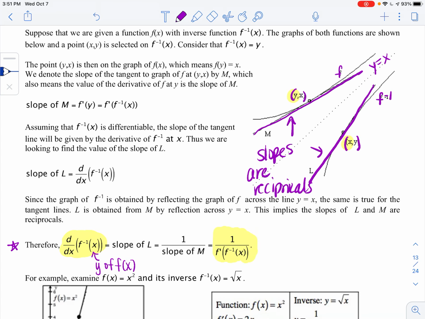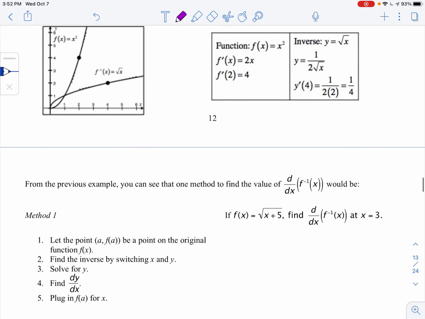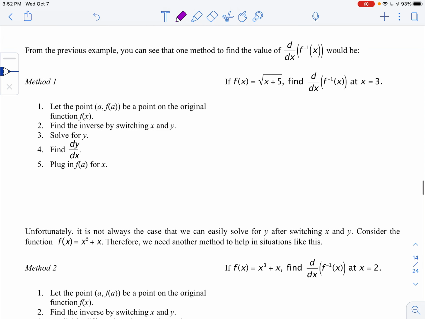but again, it's a bit tricky. You work backwards to find the y value that goes with that particular x, take the derivative, and then find the reciprocal. That's why we're putting 1 over it. So I have two different ways that I'm going to present to you, but really the second way is going to be the better method.